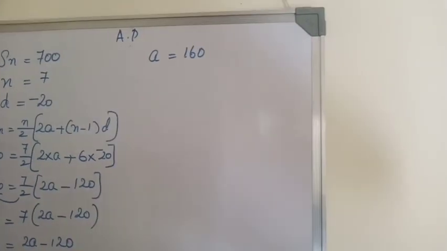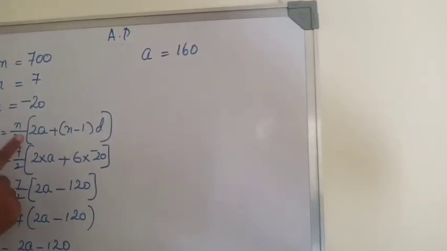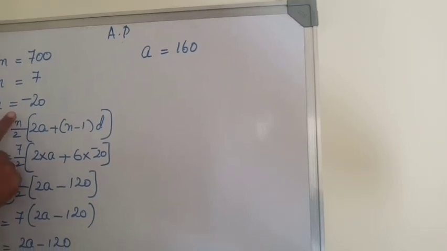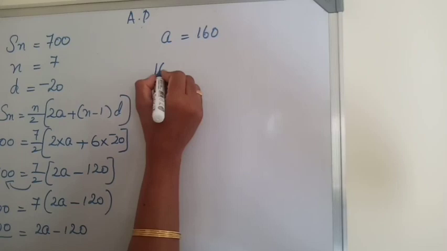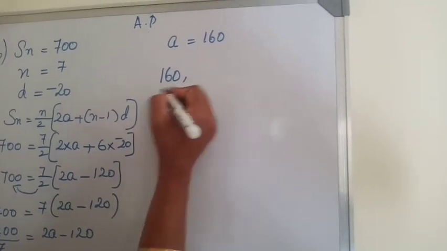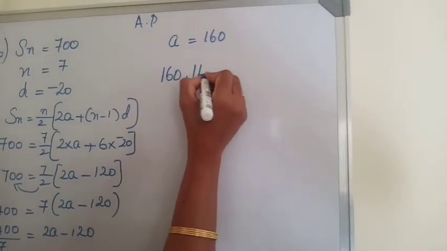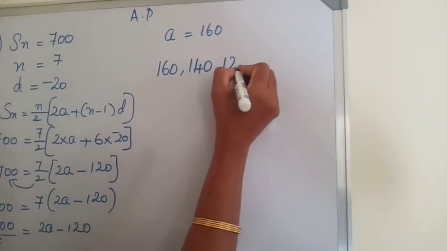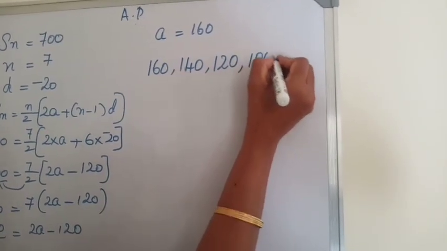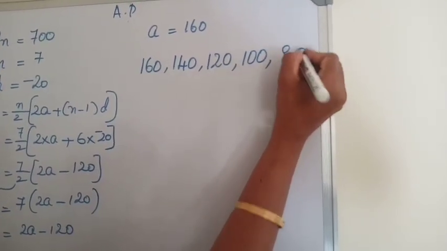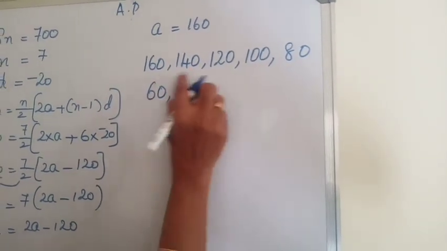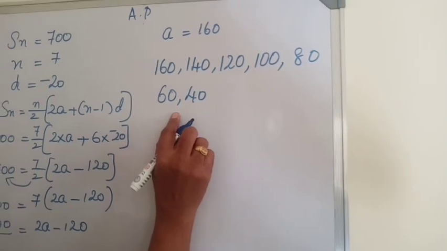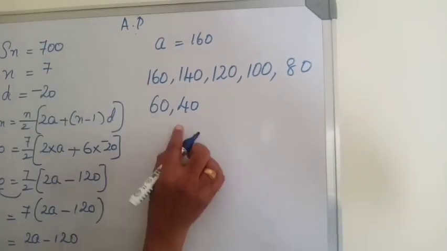So how can we find out the next 6 prices? Each price is 20 rupees less. So what are the prices? First price is 160. Next price is 160 minus 20, 140. Next is 120. Next is 100. Next is 80. Next 60 and next 40. Totally 7 prices. So when you add all these, we'll get 700 rupees.